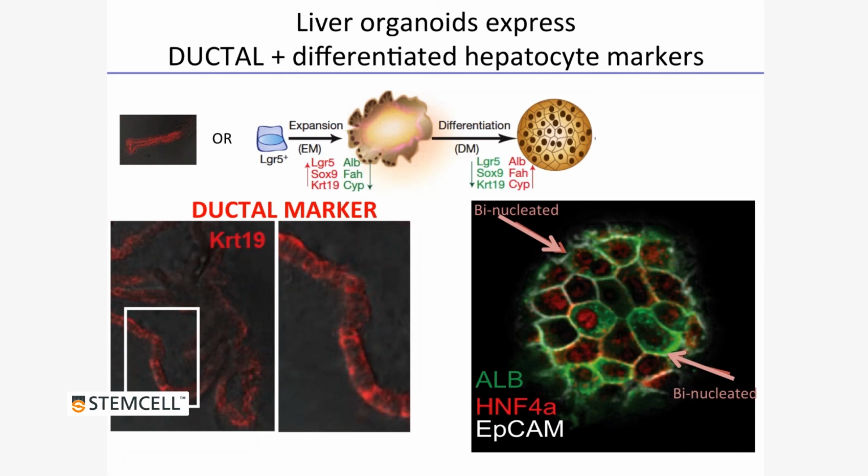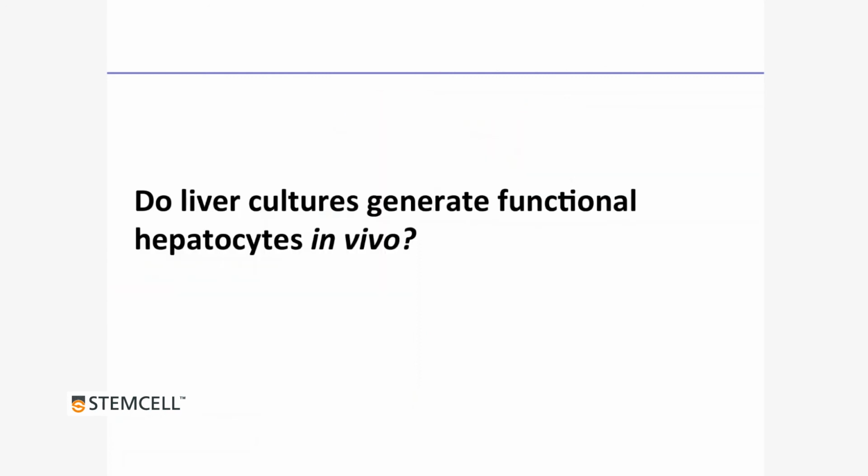And I will show you later that we also performed some in vitro studies, and we also observed that they maintain their functional characteristics of liver cells in vitro. But to fully prove that these cultures that had been differentiated into hepatocyte-like fate were indeed functional, we performed an in vivo experiment.